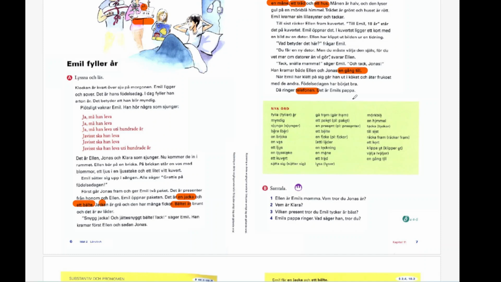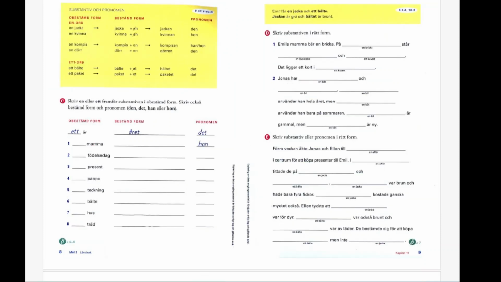It is Emil's papa. So Emil is living in this story. We came to know that he's living with his mother and her partner and sister. And Emil's papa lives somewhere else. So yeah, this is how we went through this story and these new words. Now I can explain you the grammatical part of this chapter.